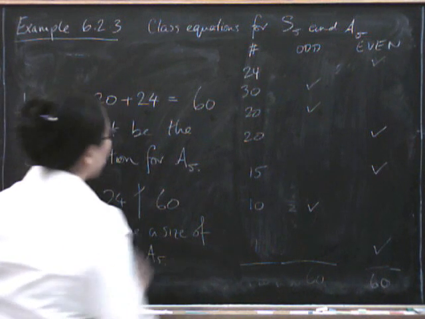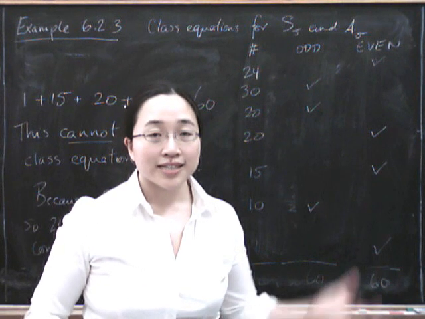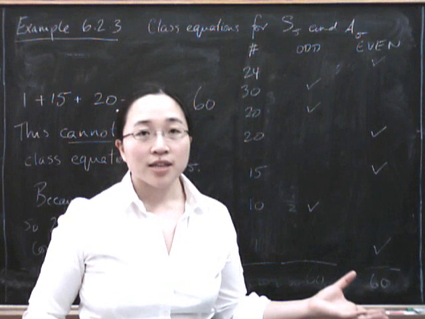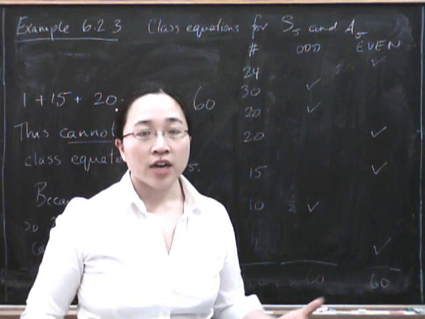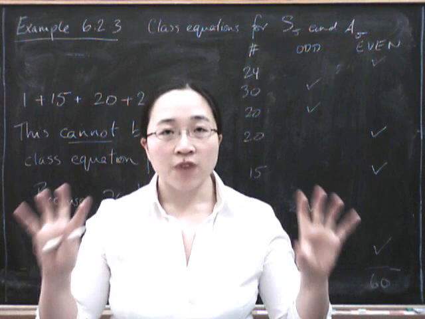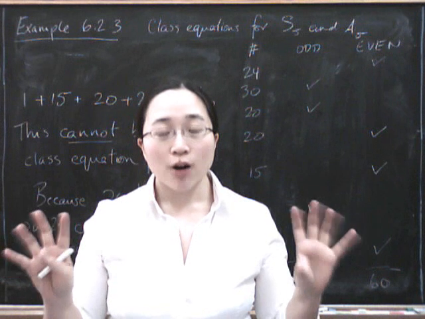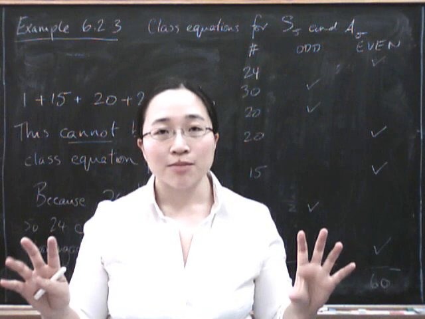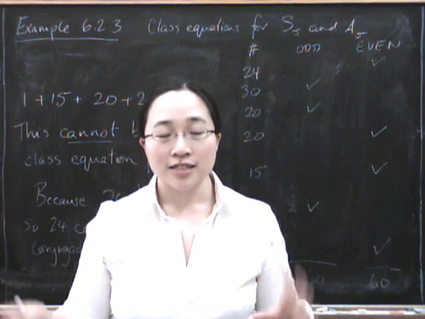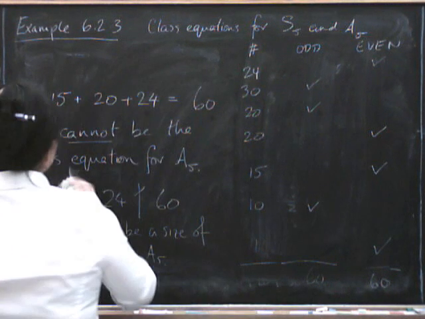So the moral of that story is that just because elements are conjugate in S5, it doesn't mean that they're conjugate in A5. And the reason is that they might be conjugate in S5 via an odd permutation, in which case that odd permutation is not an element of A5, so that doesn't necessarily mean that you're conjugate inside A5. So let's just write that down.